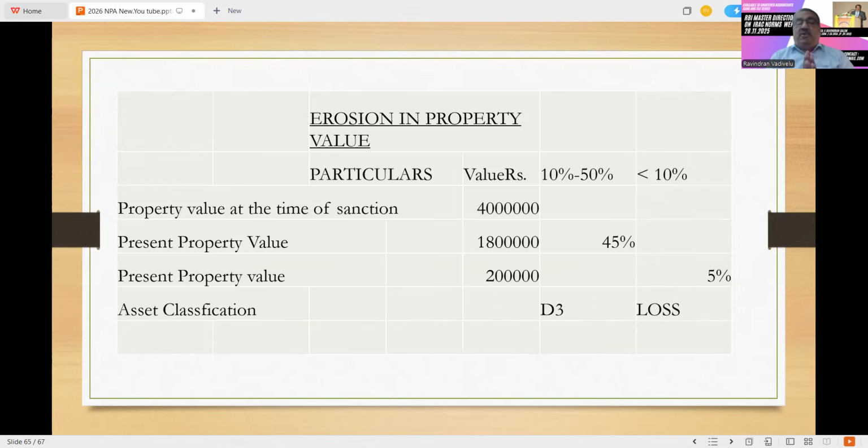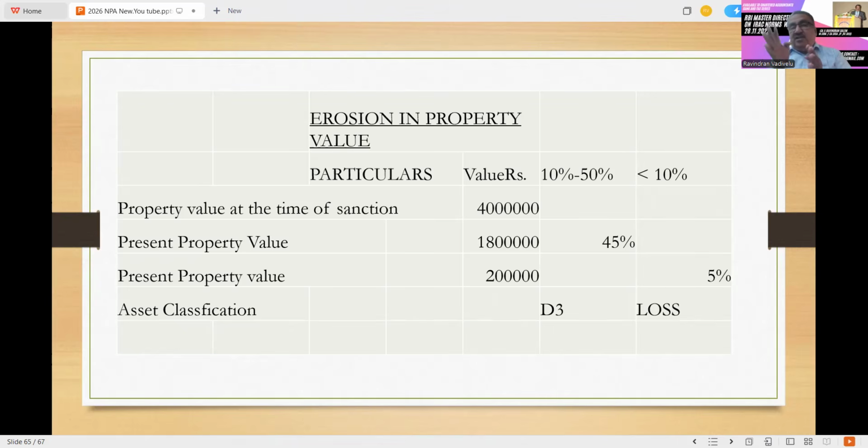Another important point stated in the circular is erosion in property value. When they receive the loan, say in one of my clients' cases, an 87 lakhs loan has been received and the property is valued around 1 crore 25 lakhs. After 3 years, due to railway land acquisition, the track comes in the middle of the land and it bifurcates the land into 2 parts.